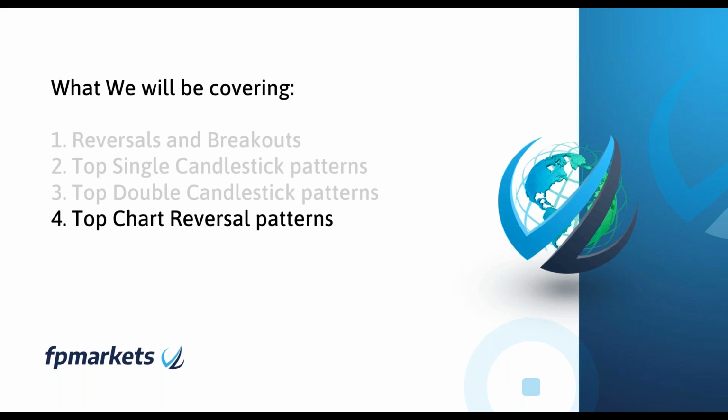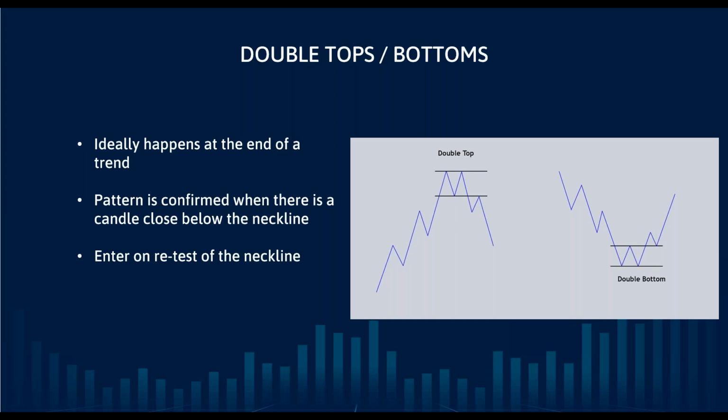Let's look at the first chart reversal pattern. Again, back to my first point, all reversal patterns have to happen at the end of a trend. So what we're going to look at here is the double top, double bottom chart reversal pattern. The pattern is confirmed when there's a candle close below the neckline. You can see on my very, very, very artistic drawing over here that price is on a general uptrend. Let me change my color.